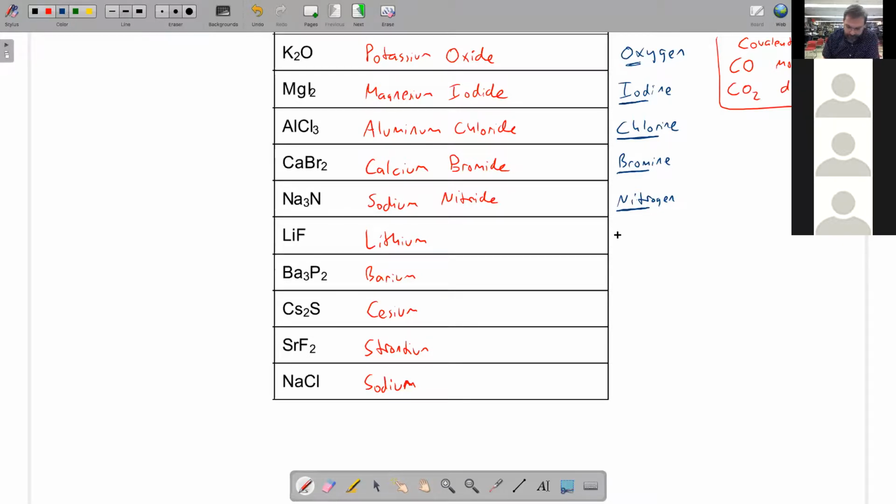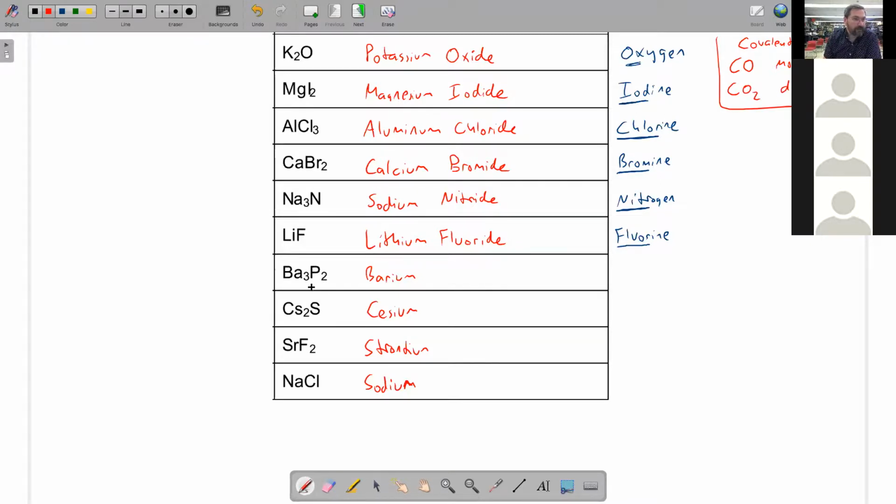Fluorine, the fluor is preserved, and it just becomes fluoride. People commonly misspell fluorine, thinking it's like F-L-O-U-R, but it's F-L-U-O-R.